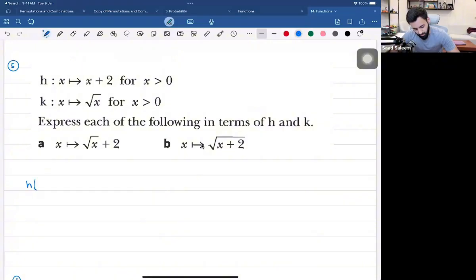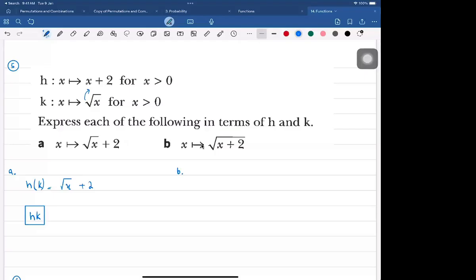Let's try h of k, which means that we take function k and we plug it in h. So how will I do that? I'll basically replace x with root x and then plus 2. So notice, what do we get? We get root x plus 2. So that means the first part is in fact h of k. Get it?